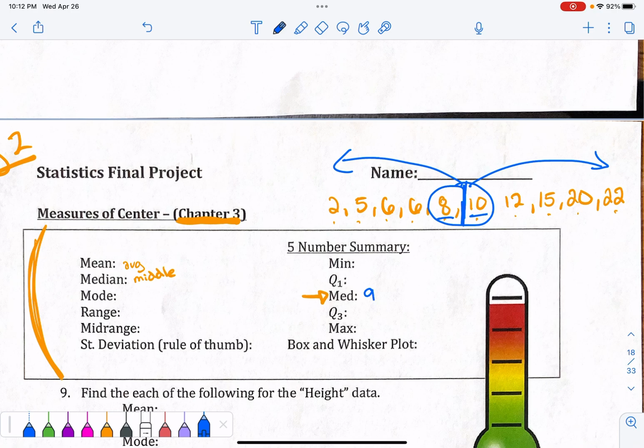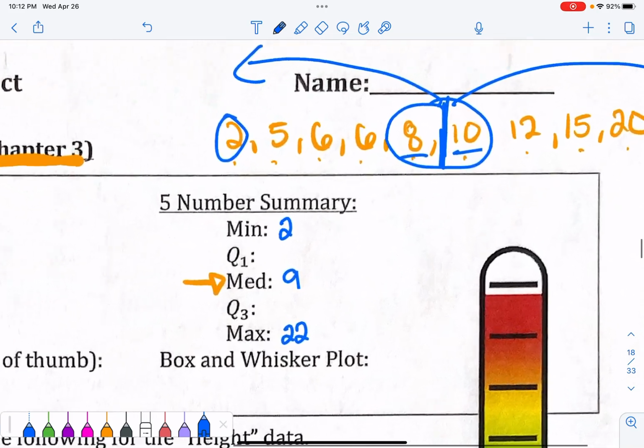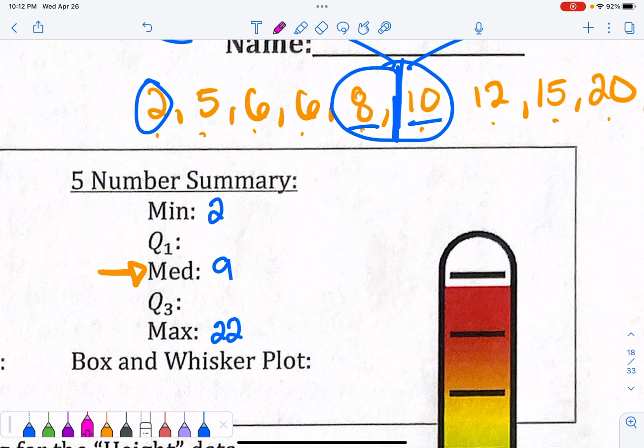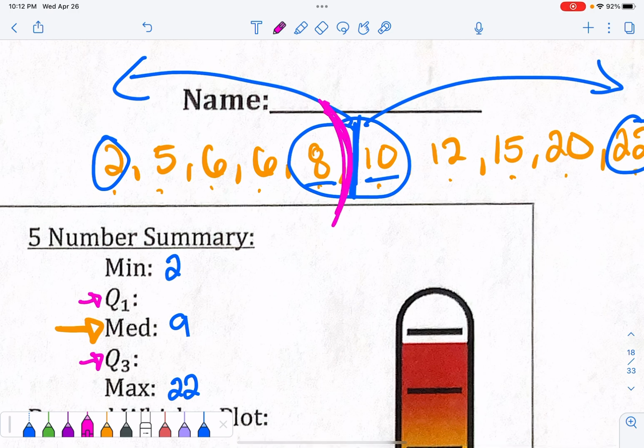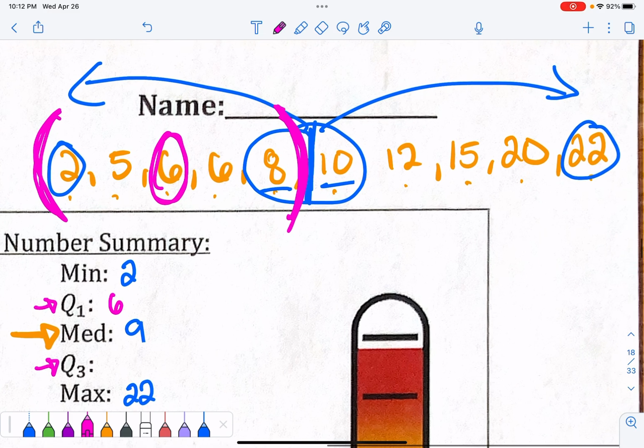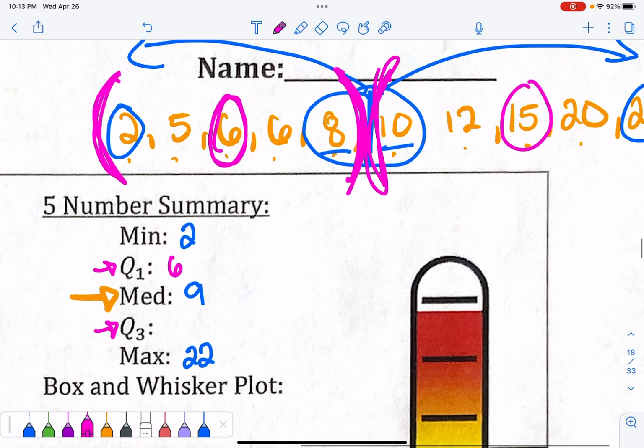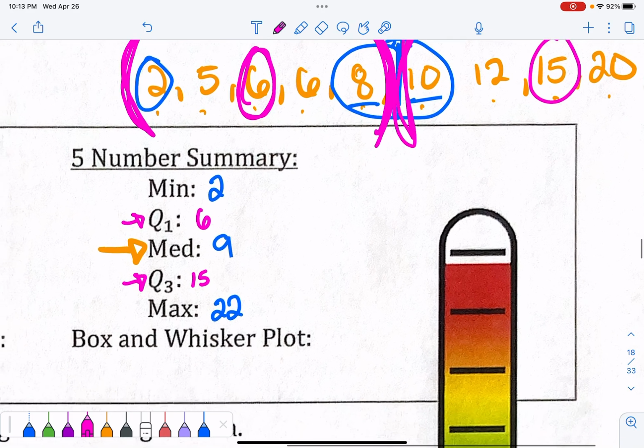All right, my minimum number is 2. My maximum number is 22. Those are just from these guys here, okay? Then for my 5-number summary, I'll finish doing this part. For the 5-number summary, I need a Q1, which is my quartile 1, and quartile 3, okay? If I'm looking at this data set right here, I'm looking to find the middle of those, which is going to be this value of 6 right here, and that's my Q1. Then I do the same thing over here with these 5 numbers, and my Q3 is going to be 15, which is this number here. So there is that, okay?